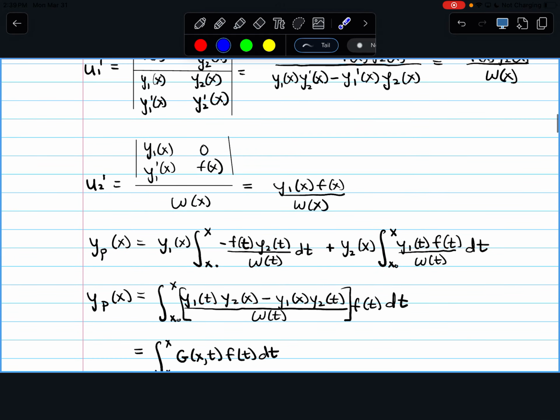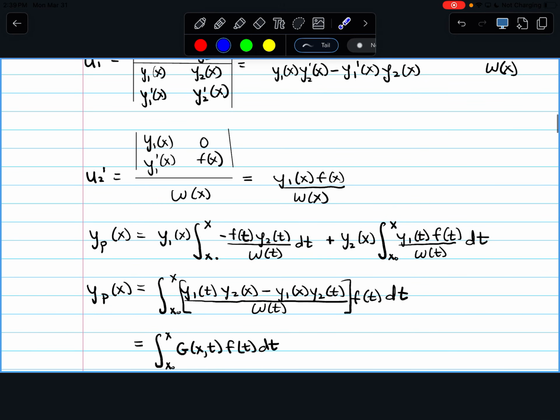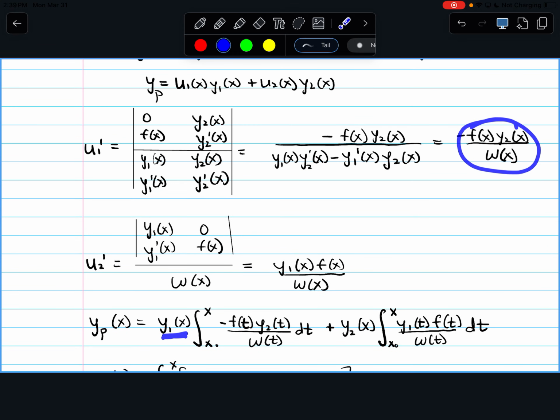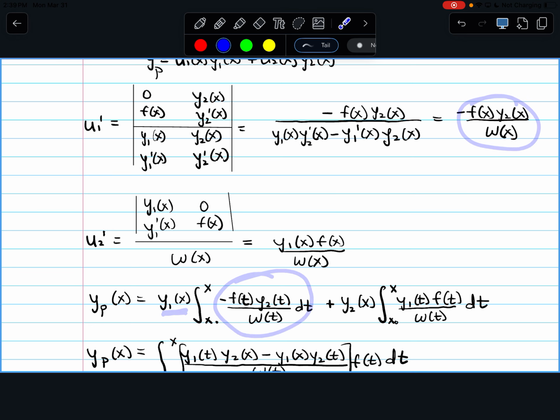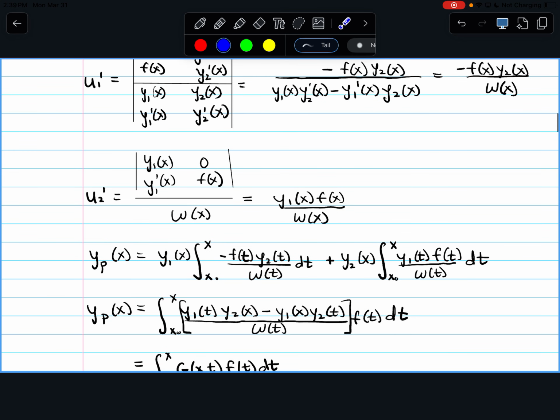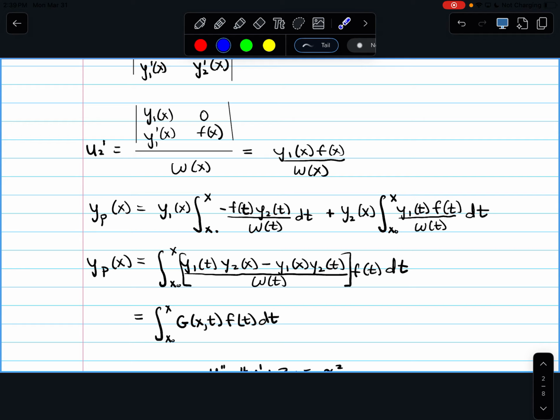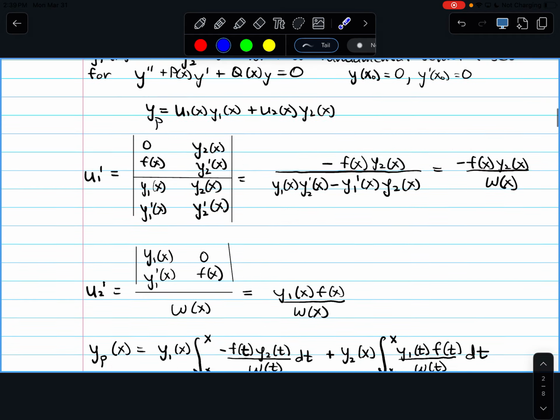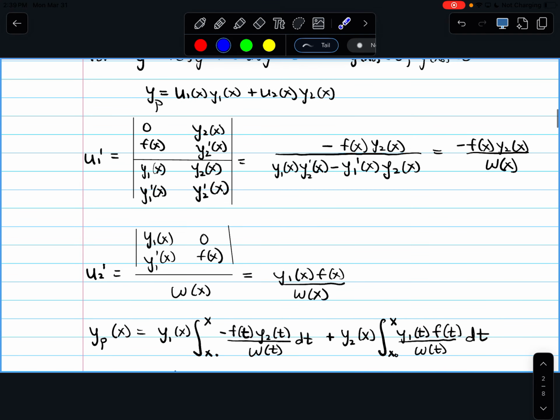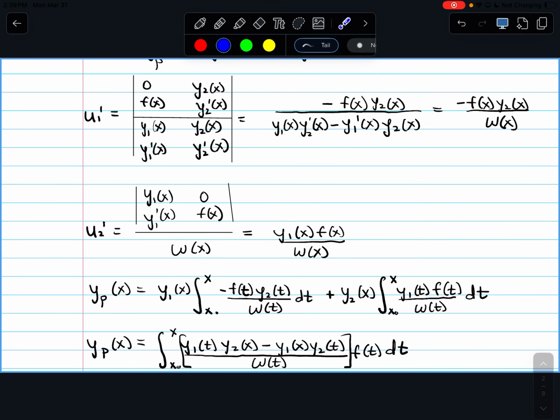Okay. So here we go. I have y1 times the integral of this thing. See, there it is. And notice I'm not integrating it indefinitely. I'm just starting at some value here, x naught, and I'm going up to x. But there's what I'm integrating, right there. And I just changed the values of the x's to t's.